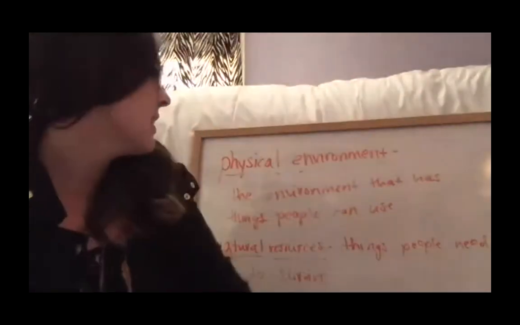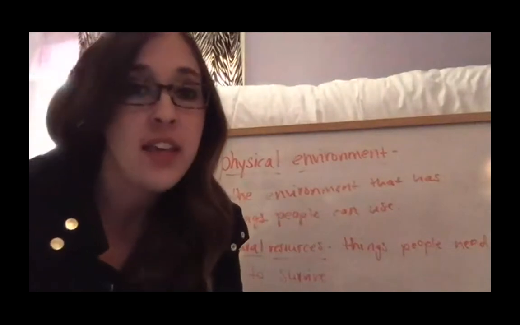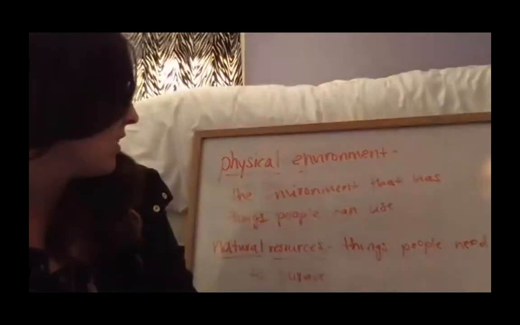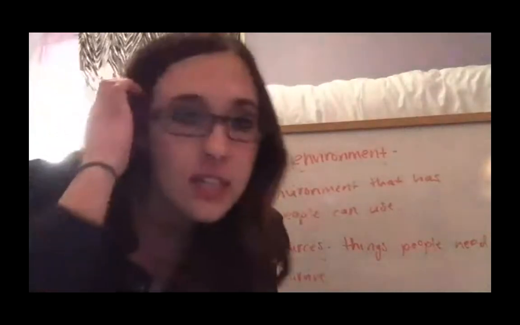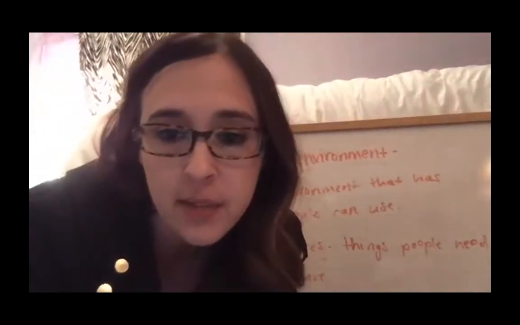So let's go over the definition for a minute. Physical environment, remember, is the environment that has things people can use. And then our natural resources are the things people need to survive. Let's look at our examples real quick. I'm going to share my screen.